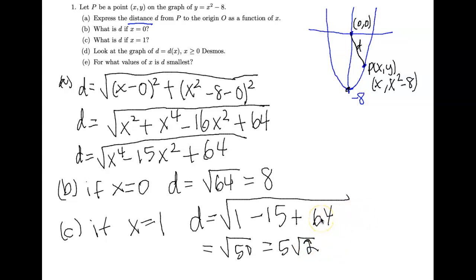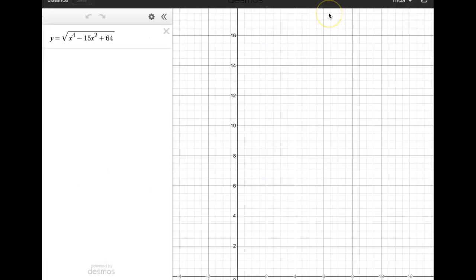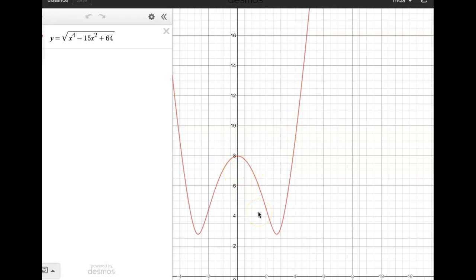Alright, and then the next part has us look at Desmos. So what we're going to do is, in Desmos, we're going to graph this function. Okay, so here's the graph of the function. We can see that it's an even function because there's symmetry across the y-axis. And we just wanted to look at when x was greater than or equal to 0. And so the next question is to look at for what value of x is d the smallest.